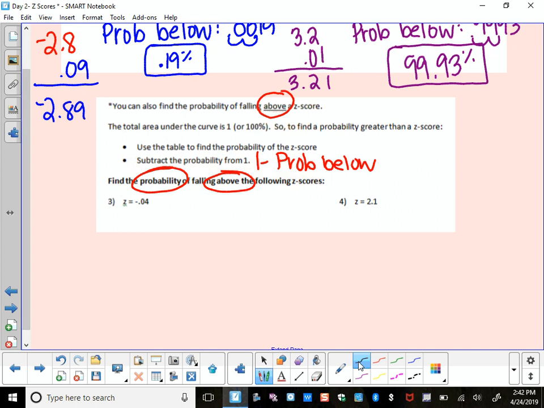So look at number 3. This looks a little different, but what this really is, is negative 0.04. Same thing. It looks like negative 0.04, but you can just add that 0 in front. So on the left side of your Z table, what numbers are you looking for? What's the first 2 numbers here? 0 and 0. Negative 0.0. That's what you're looking for on the left side of your Z table.